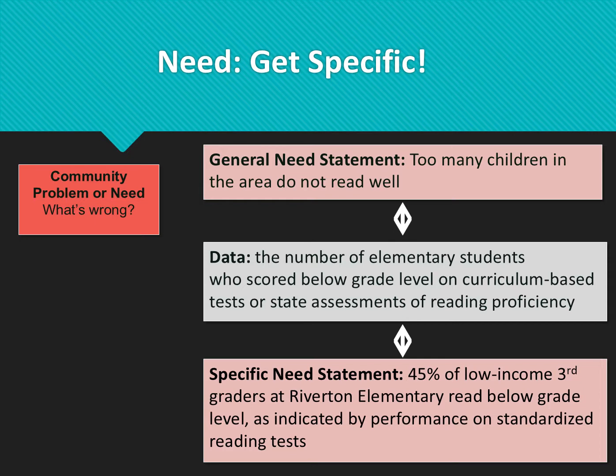For example, the community problem is the third graders at Riverton Elementary are not reading at grade level as demonstrated by a high failure rate on the state reading exam. This is supported by data documenting the failure rates of Riverton students on the state exam and research on the importance of mastering reading by the end of the third grade for future academic success.